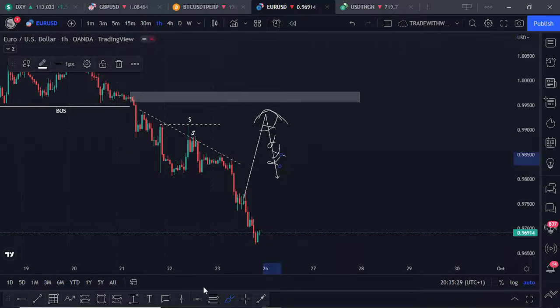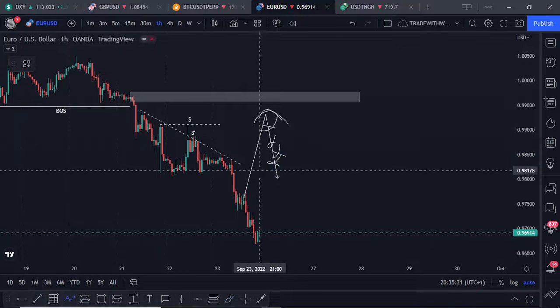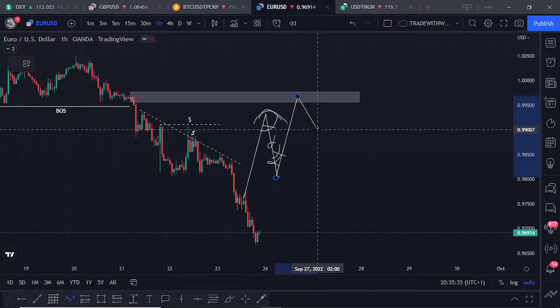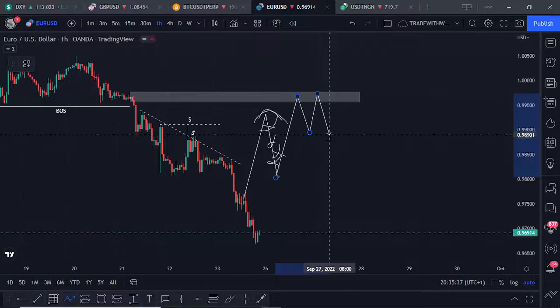And then when it's time, what will happen? It goes out and takes their stop loss again, enters the initial supply zone, and then sells off. You understand?